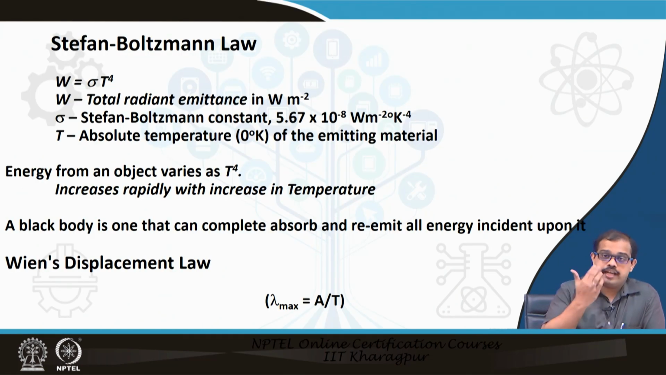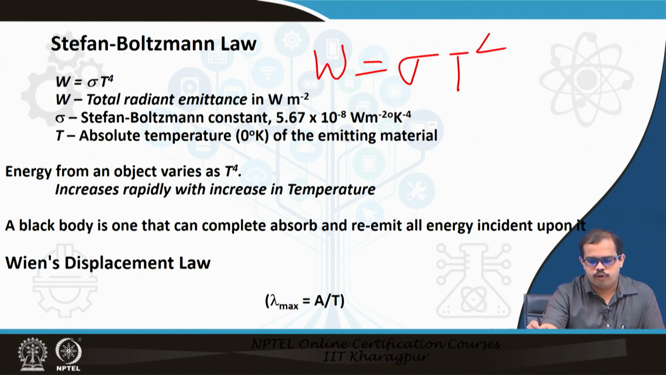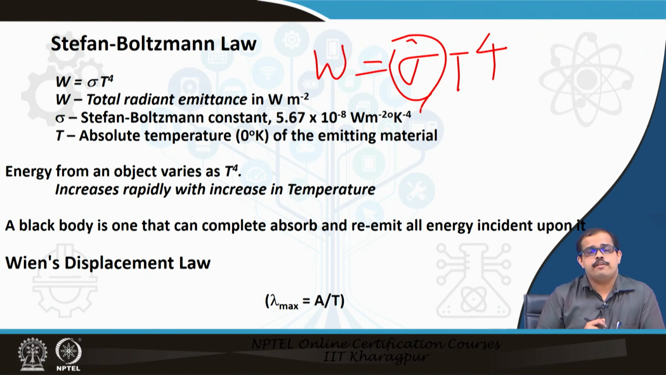The next law is the Stefan-Boltzmann law, which states that W is equal to sigma T to the power of 4, where sigma is the Stefan-Boltzmann constant, approximately 5.67, actually 5.6692, multiplied by 10 power minus 8 watt per meter square per Kelvin to the power of 4.